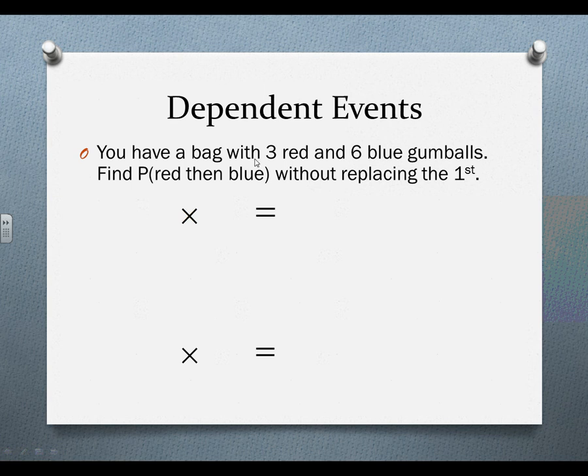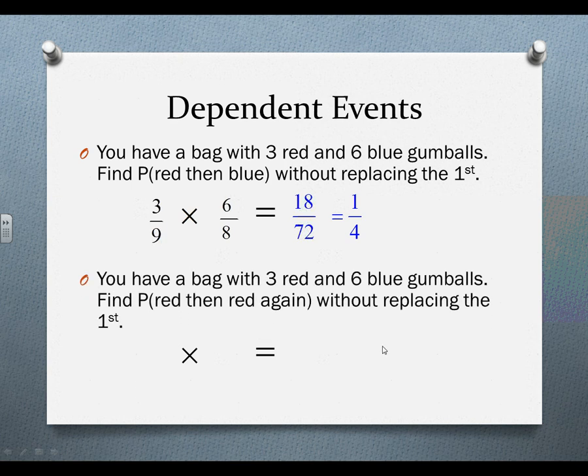So the probability of getting a red is you have 3 red balls out of a total of 9 balls. So the probability of getting a red is going to be 3 out of 9. Then you do not replace it. So we do have 6 blue gum balls, but we do not have 9 balls anymore because we took one out without replacing it. So it will be 6 out of 8. Put it in your calculator, simplify, multiply by hand, you'll get an answer of 1/4. So the probability is 1/4.